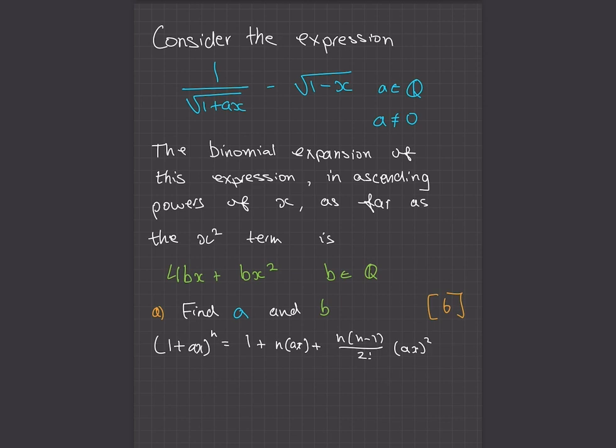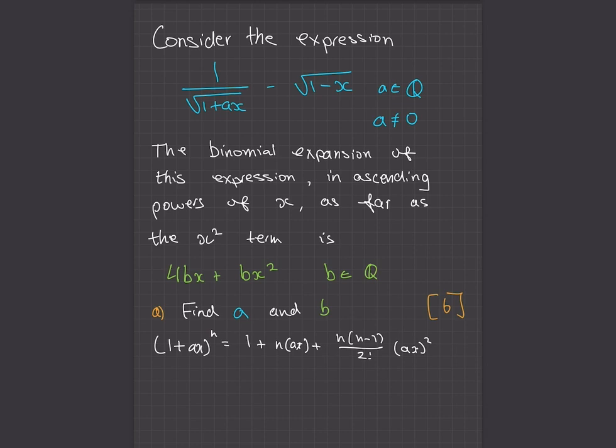So it's given that this expression is 1 over root 1 plus ax, minus root 1 minus x. The expansion of this up to the x squared term is equal to 4bx plus bx squared, where b is also a rational number. So a isn't 0 and a is a rational number. Simply put, we have to find a and b, which is straightforward, but there's a lot of algebra.